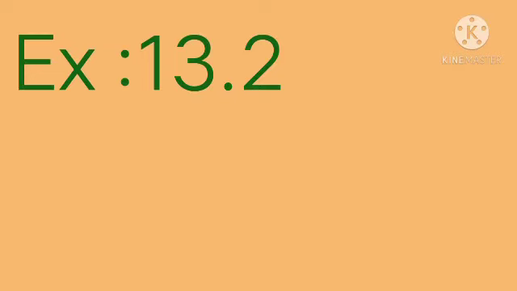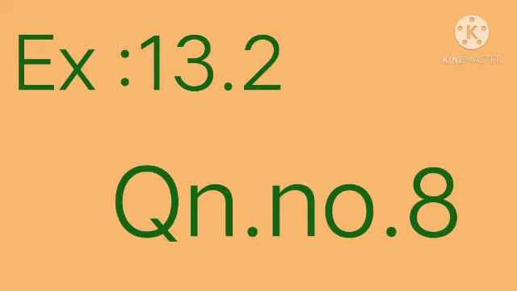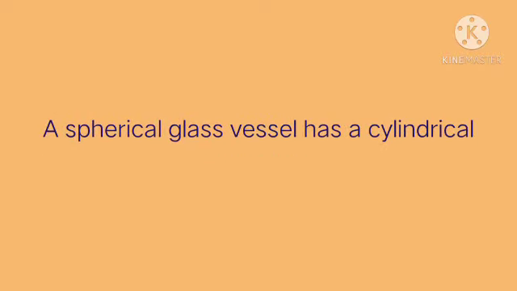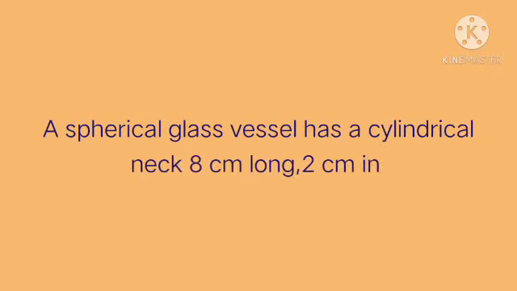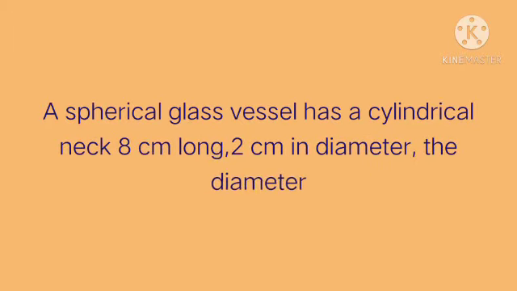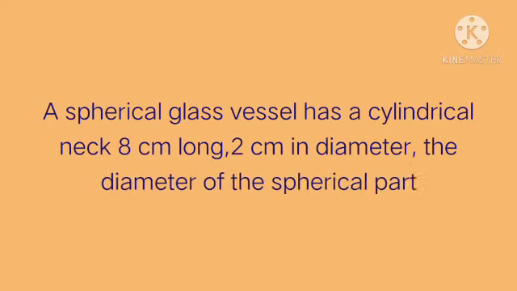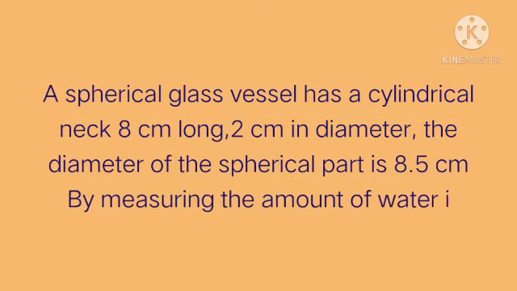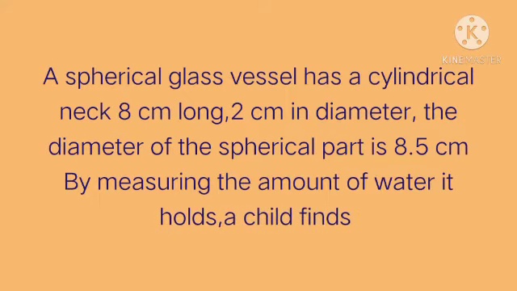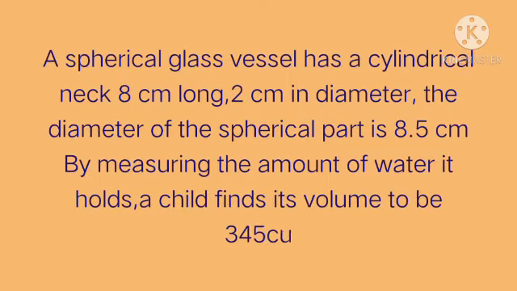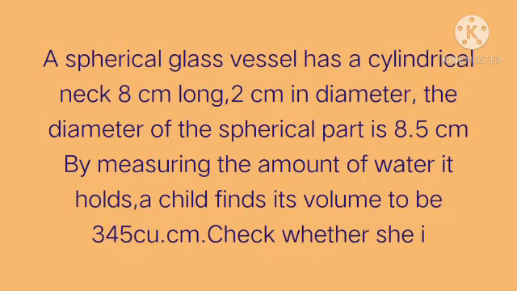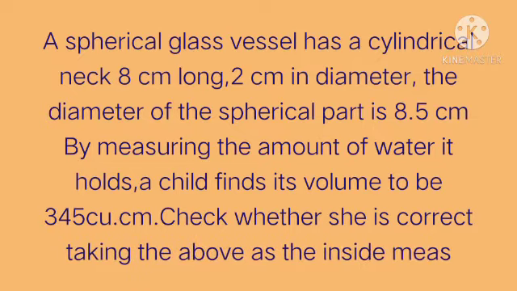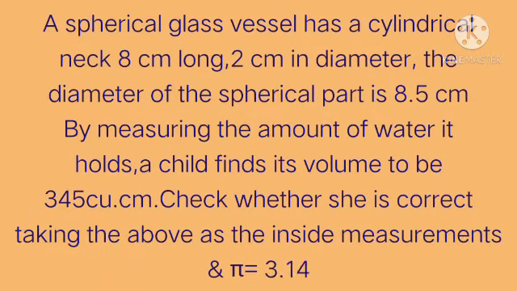Exercise 13.2, question number 8. A spherical glass vessel has a cylindrical neck 8 cm long, 2 cm in diameter. The diameter of the spherical part is 8.5 cm. By measuring the amount of water it holds, a child finds its volume to be 345 cm cube. Check whether she is correct, taking the above as the inside measurements and pi equal to 3.14.